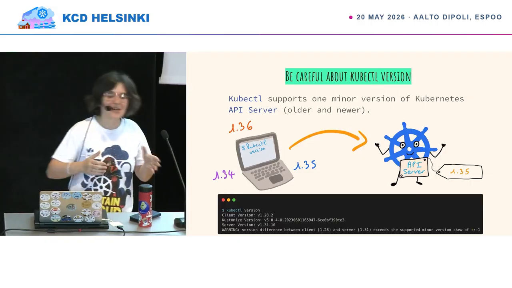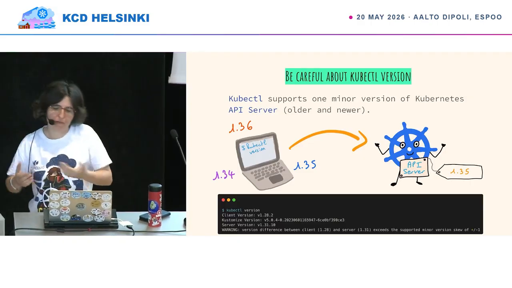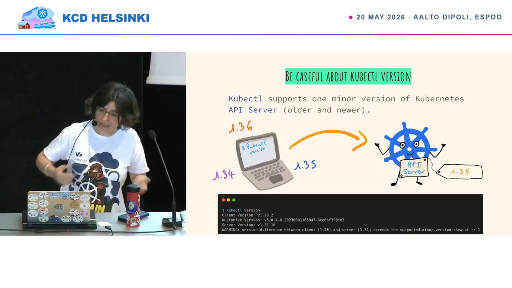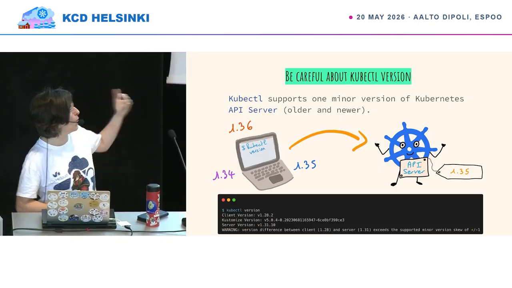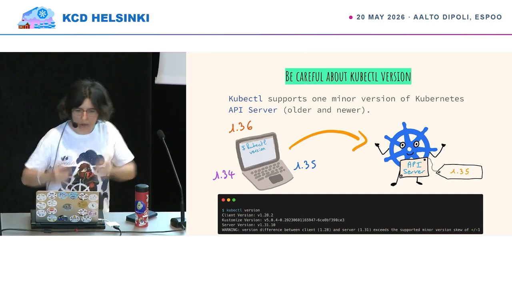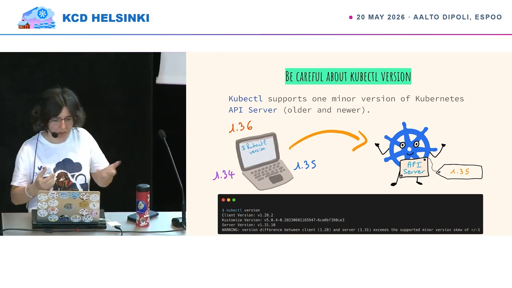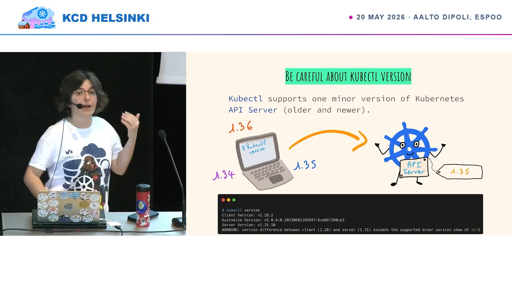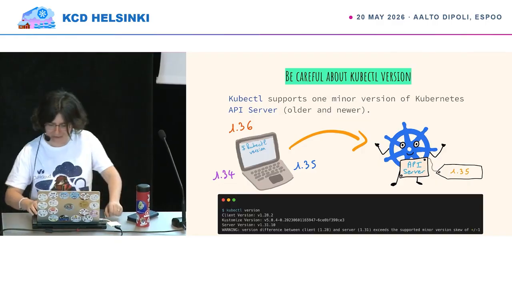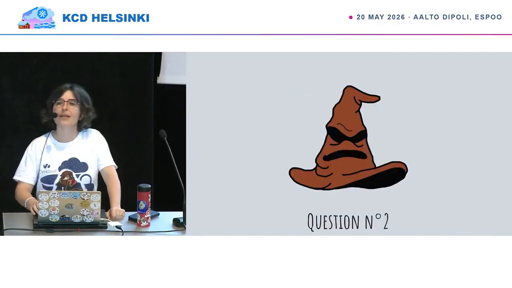So, kubectl supports one minor version of Kubernetes API server, older and newer. So, if the API server is equal to 135, you can install and use a kubectl version equal to 134, 135, and 136. Okay? It was an easy question. Question number 2.